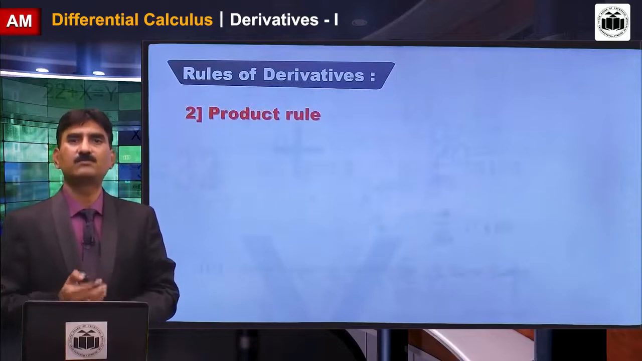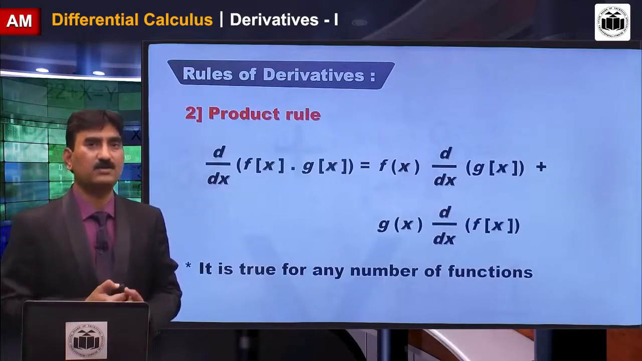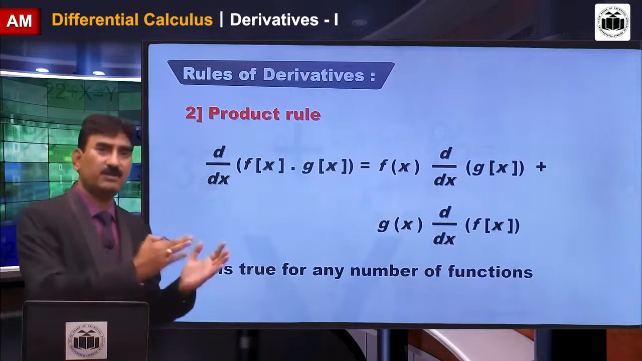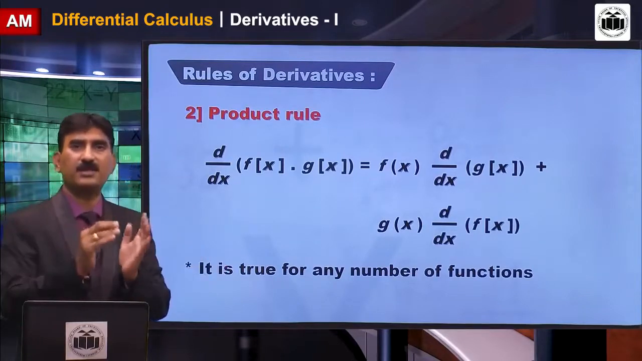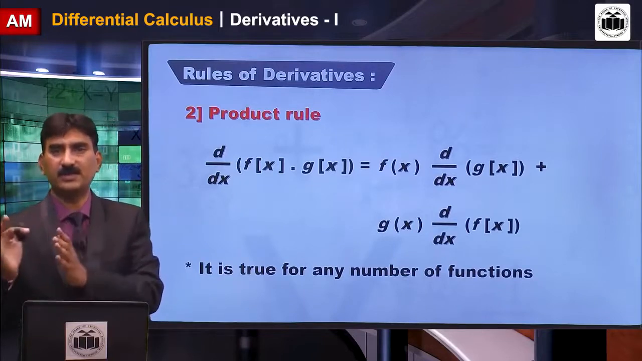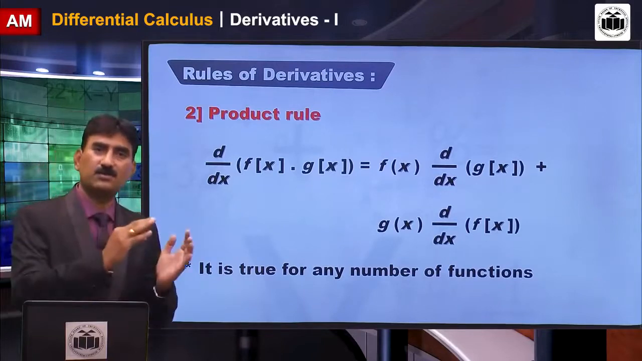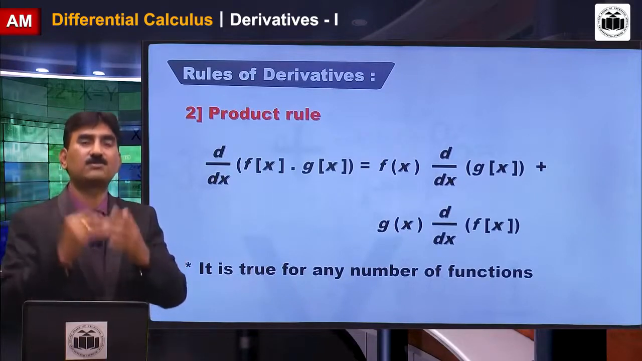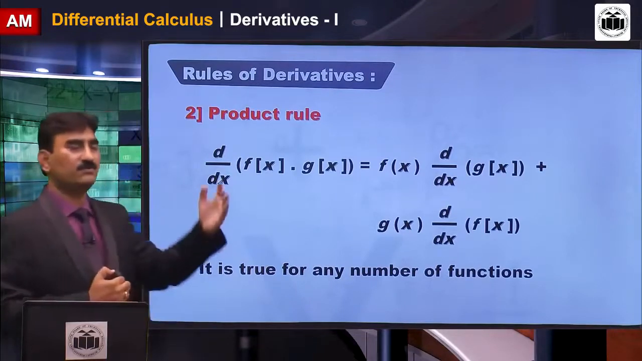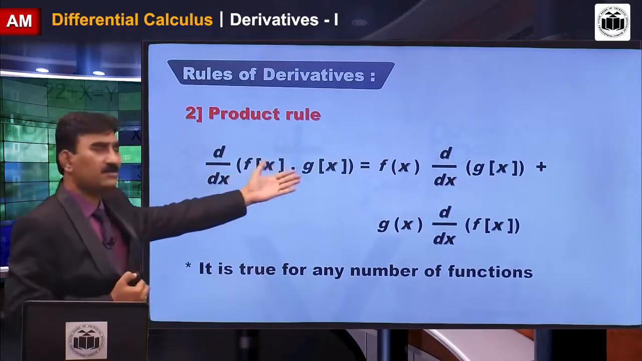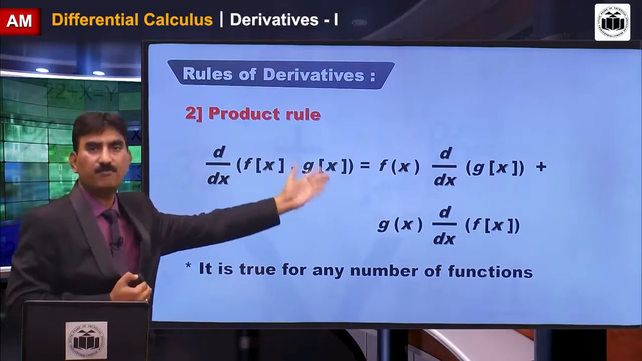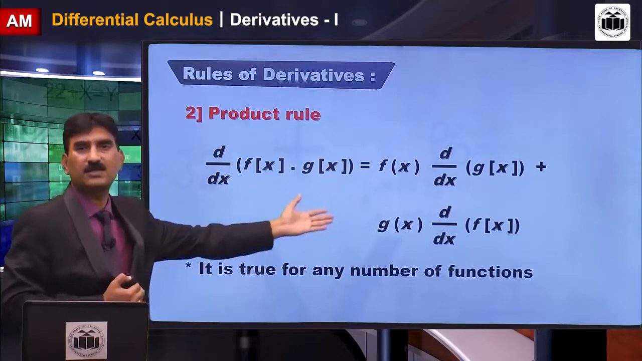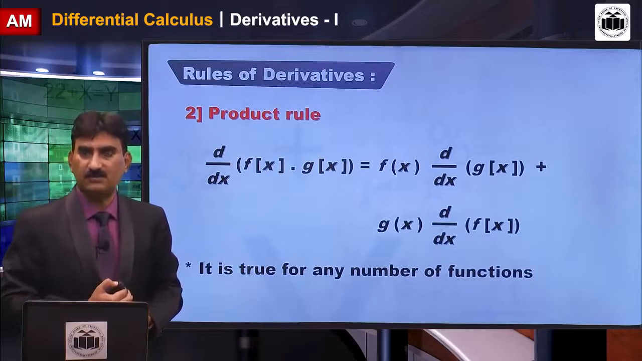Now, another rule. This is a very important rule in derivatives. It is the product rule. Just like the previous one, you can't separate only d by dx of f of x into d by dx of g of x. No, it is wrong. This is only for addition and subtraction. But for multiplication, this rule is totally different. So, what is that rule? f of x into derivative of g of x plus g of x into derivative of f of x.